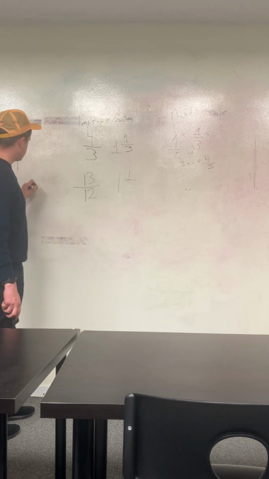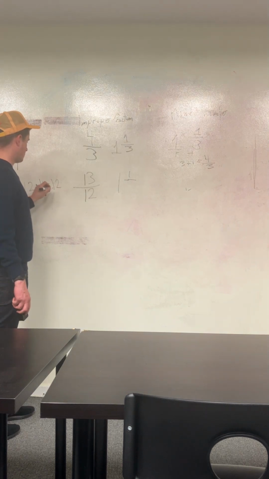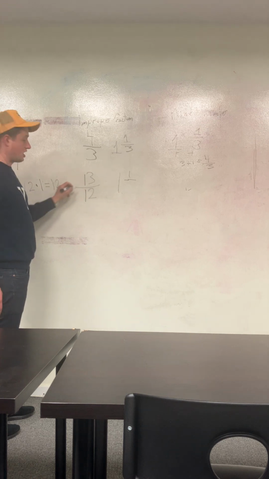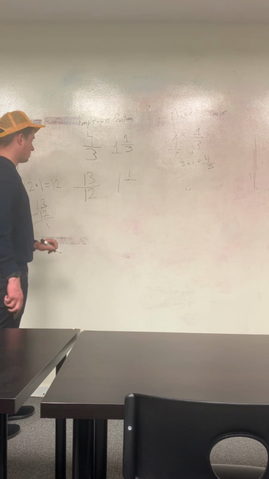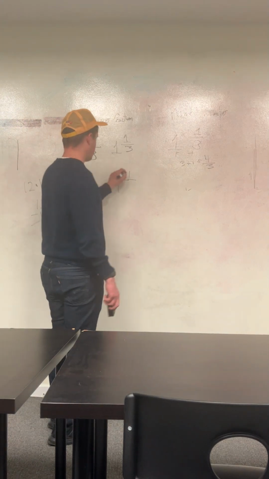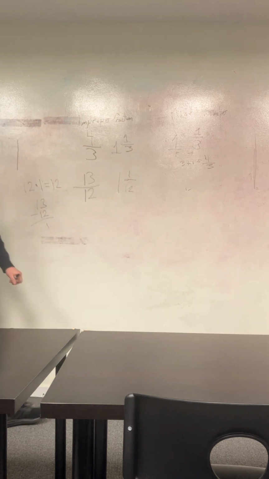So 12 times 1 is 12, so it goes into 13 one time. We can say 13 minus 12 is 1. So that 1 goes up here, and then the 12 remains. The denominator always stays the same.